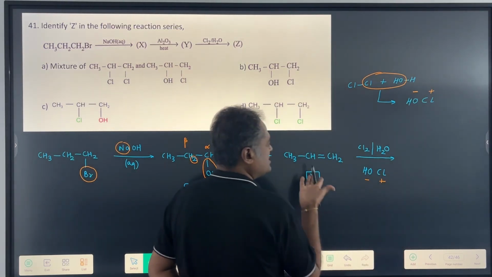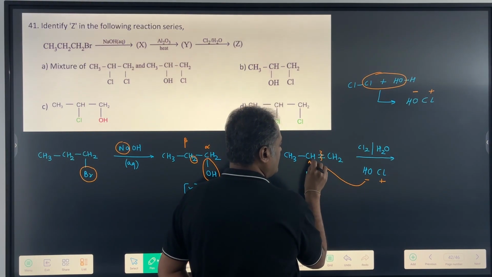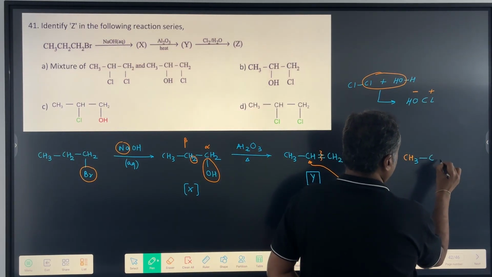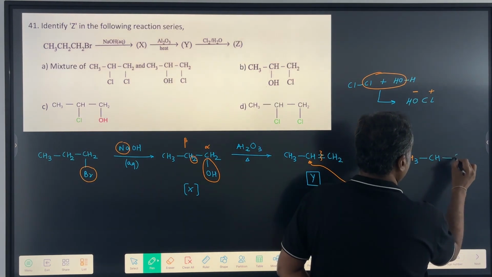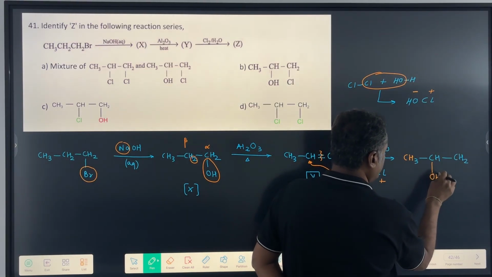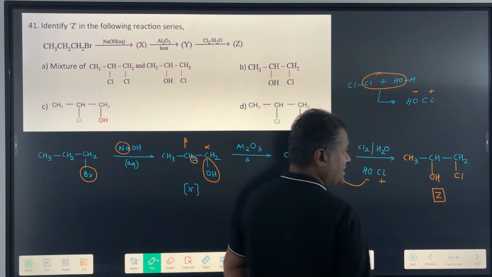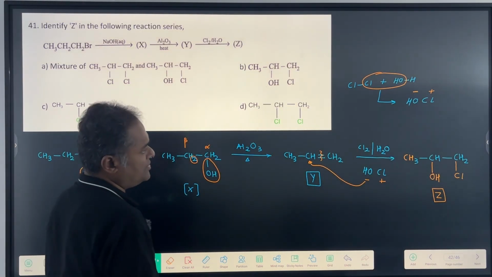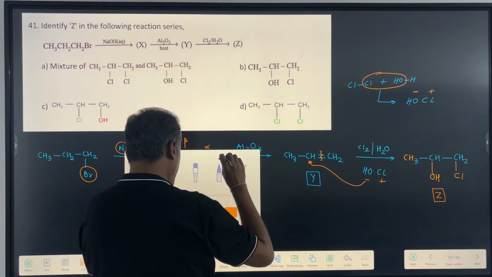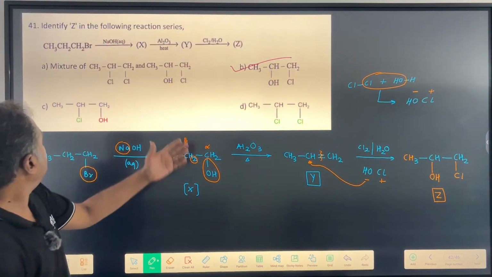So, whenever you have an unsymmetrical alkene and unsymmetrical reagent, your negative part will go and attack that carbon atom which contains less number of hydrogen. So, here you can have CH3, CH, CH2. Now, the negative part is OH, and positive part will get attached over here. And this becomes your product Z. Now, the correct answer in this case is option B. Is it clear? Let's proceed to the next question, child.